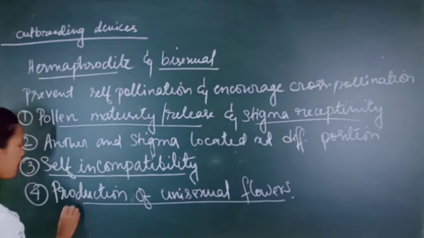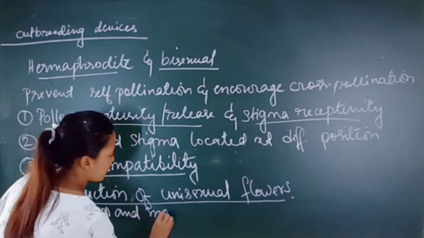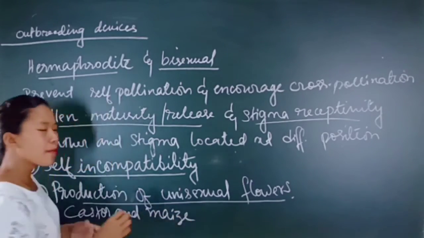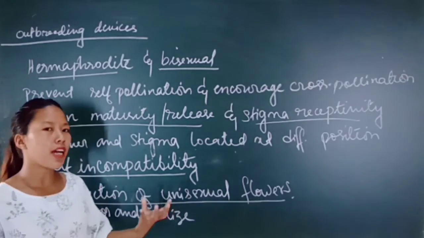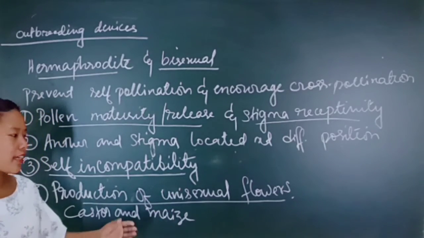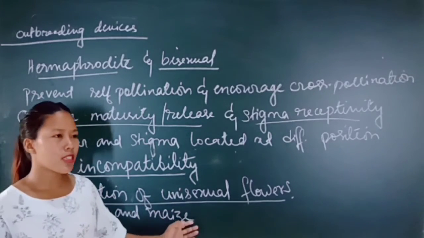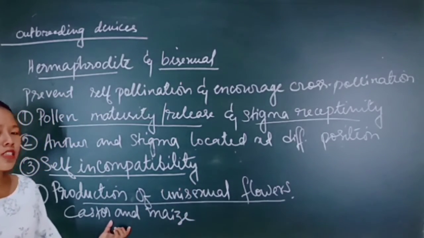Examples are castor and maize. In these two plants, both the male and the female parts are present in a single flower, but the flowers are separate on the plant. So in this case, it can prevent autogamy, that means pollination within the same flower, but it does not prevent geitonogamy.